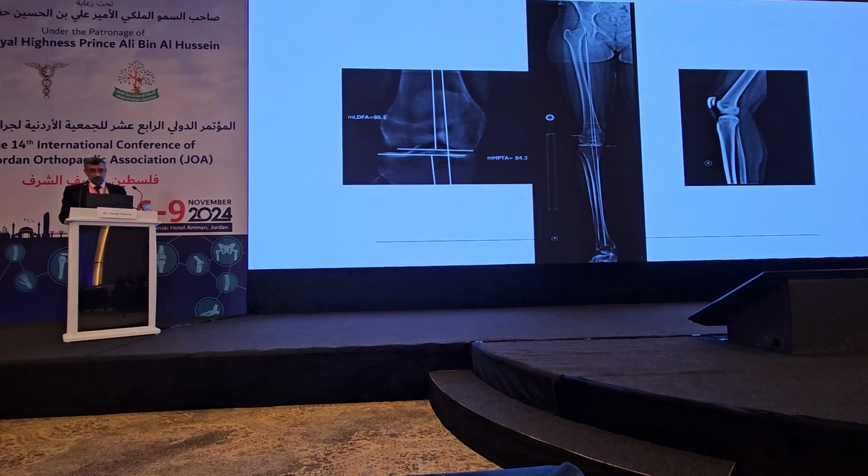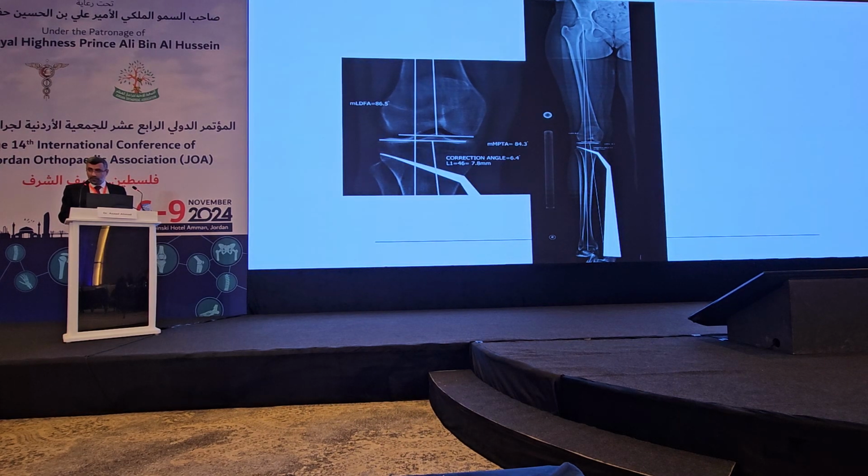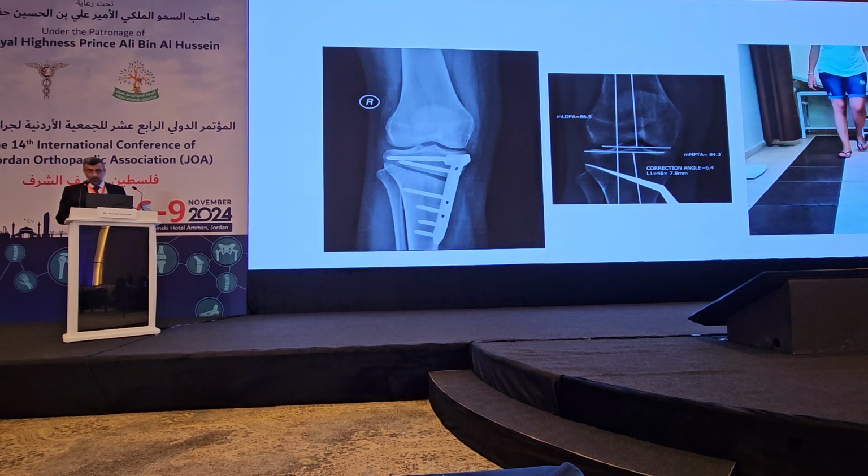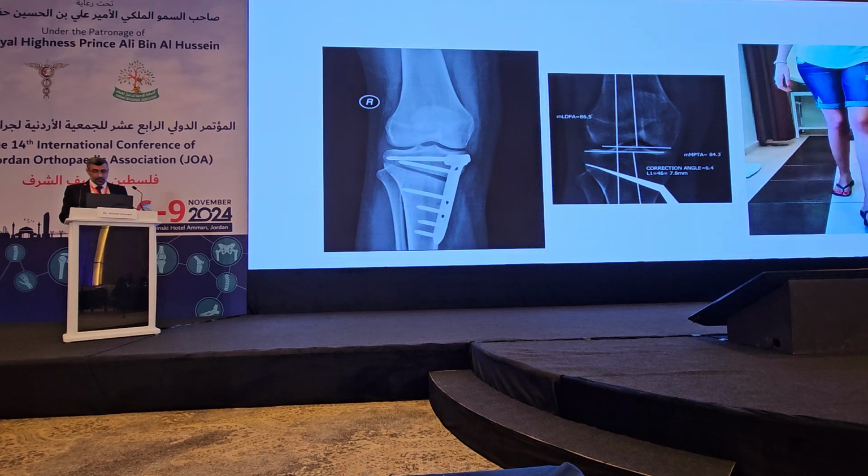So what we did, again, check the alignment. She has a mild varus. We correct the varus, but not overcorrect. And this is her gait after 5 months. Normal gait, no pain, and no thrust.